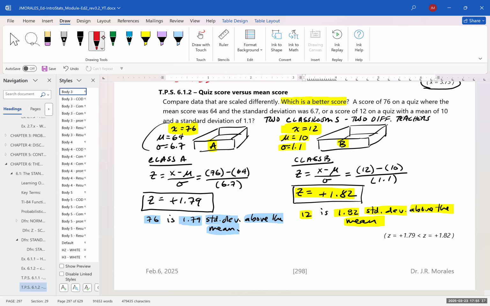So what we would say is that 12 is a better score because it is the highest above the mean.